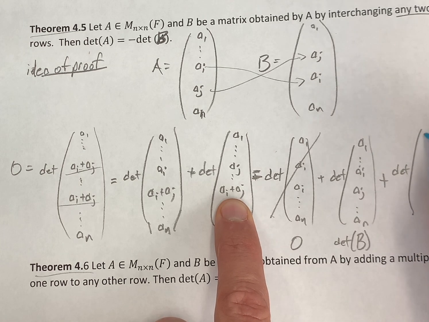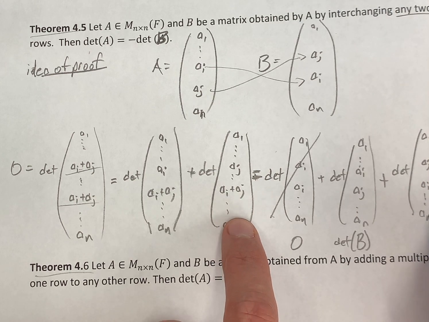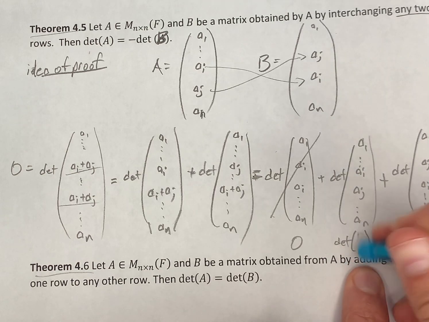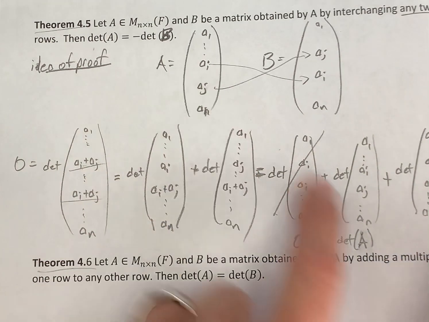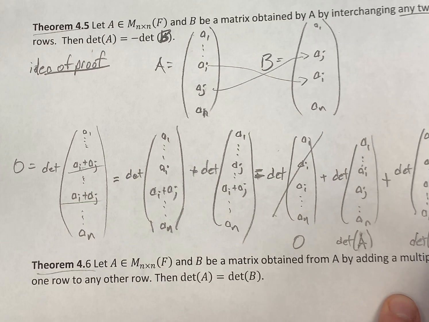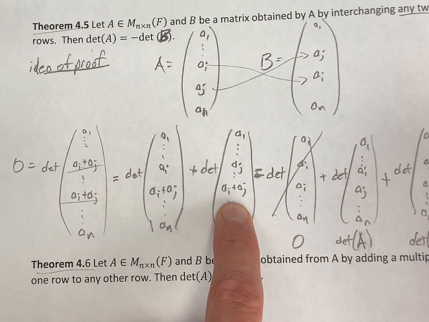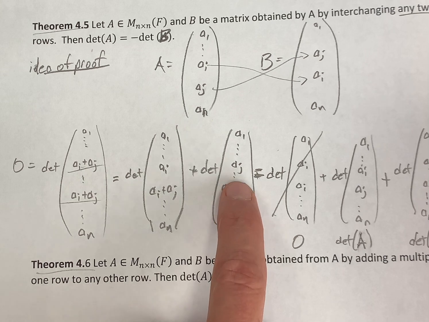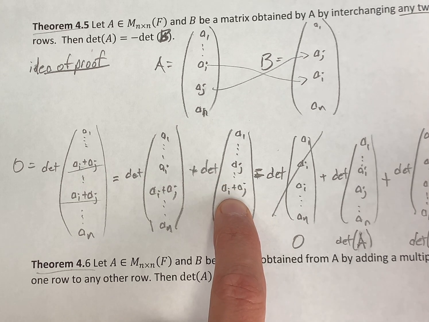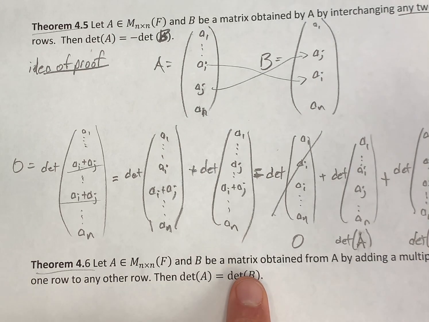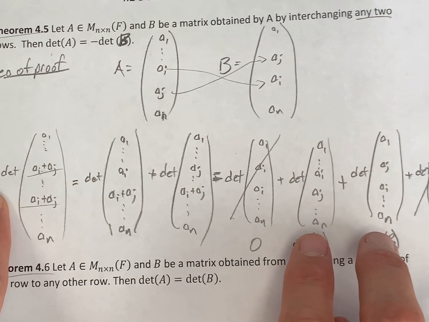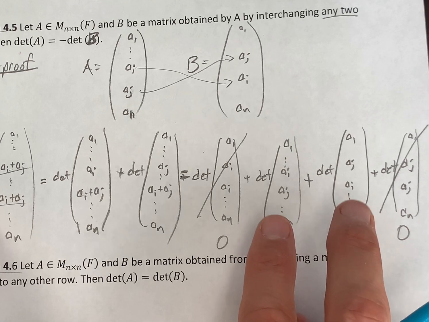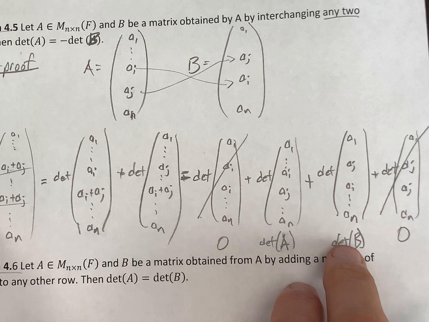Then this one I have to expand. Determinant of A1, AJ, AI, AN. This one was the one that was in order. That's the determinant of A, that's the original one, AI, AJ. This is the determinant of B, AJ, AI. And what's the last one when you expand this? The determinant of the one that has A1, AJ, AJ. Again, it has two rows that are exactly the same, so that determinant is 0. So what do you have? 0 is equal to the determinant of A plus the determinant of B. So they must be negatives of each other.